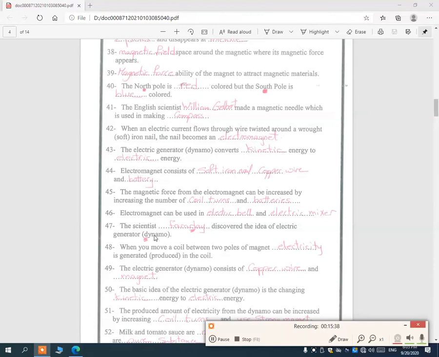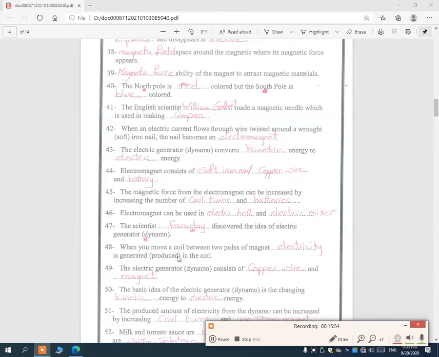47. The scientist Dots discovered the idea of electric generator, which is dynamo. Who discovered the dynamo? Faraday. Dynamo, Faraday. D and D, remember it.